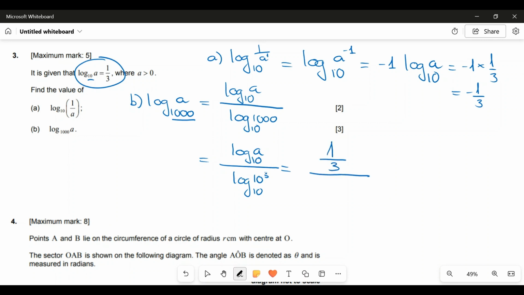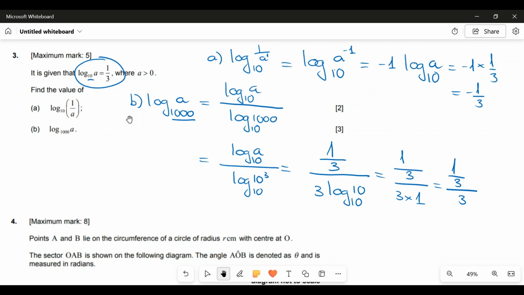Log base 10 of 10 to the power 3, you can move number 3 to the front, and then log base 10 of 10 over here. So it's equal to 1 over 3 over 3 times log base 10 of 10. Top one, bottom one is the same, so it turns into 1. So it is 1 over 3 divided by 3.